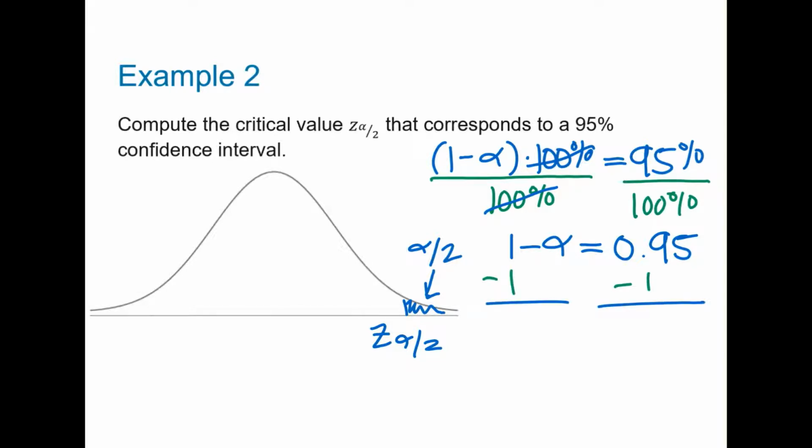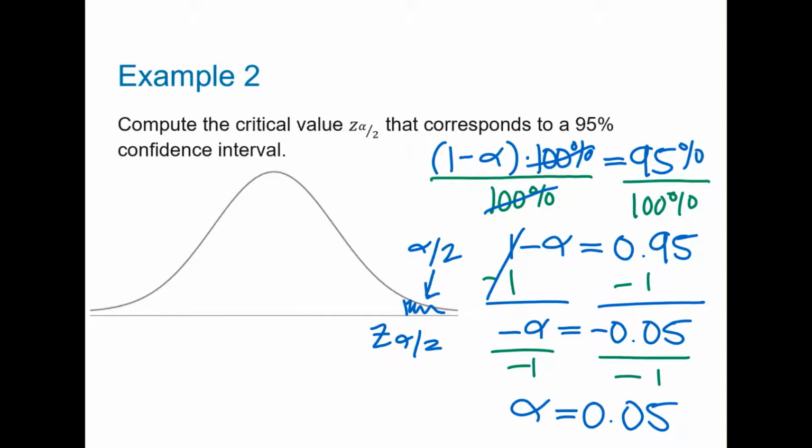On the left side, 1 and minus 1 cancel because they add up to 0. So we are left with negative alpha on the left side. And 0.95 minus 1 is negative 0.05, so we have negative 0.05 on the right side. Remember that we're trying to find alpha over 2. So first we need to find alpha. We have negative alpha here, which is not what we want. So in order to get rid of that negative, we can go ahead and divide by negative 1 on both sides. So we end up with alpha equals 0.05.